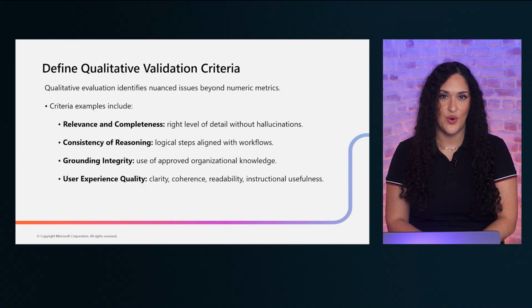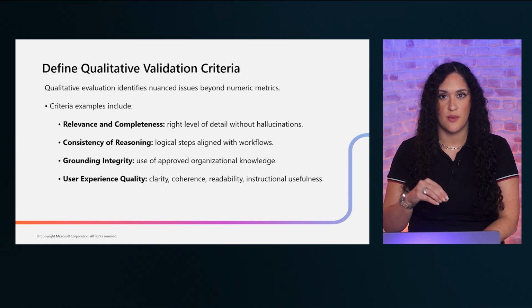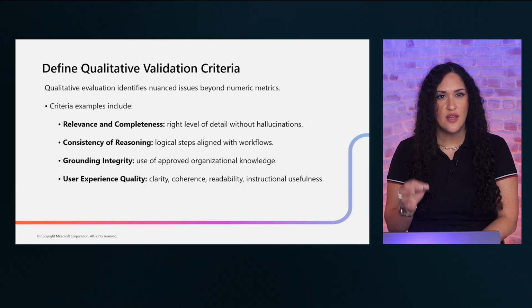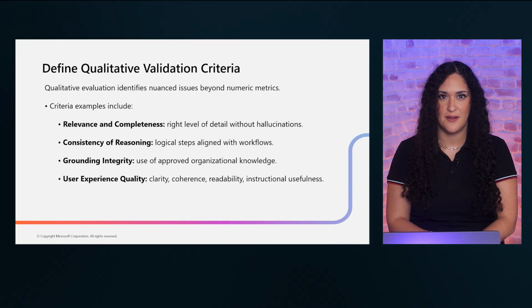And user experience quality. Are the outputs clear, coherent, readable, and actually useful? Make sure you involve subject matter experts in qualitative reviews. They can spot subtle inaccuracies and reasoning flaws that automated metrics will miss entirely. Human judgment is irreplaceable here.